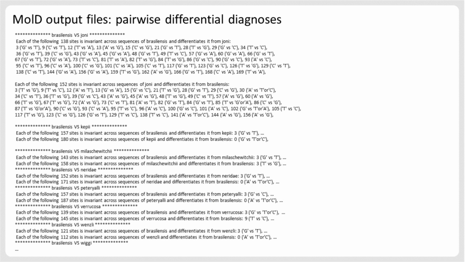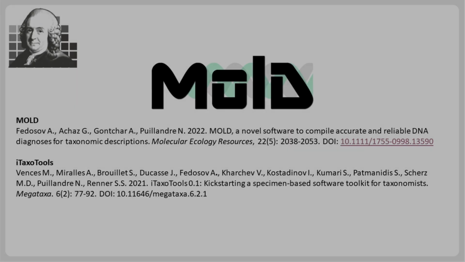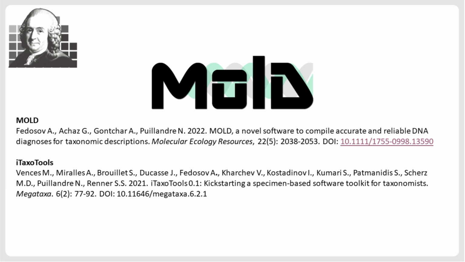The second diagnosis output file comprises simple two-way pairwise comparisons between taxa, which can be relevant for descriptive purposes. It is particularly useful in exceptional cases where no RDNC can be recovered. This file includes lists of all sites where one taxon differs from another, citing the specific DNA character states for each of these sites. For further interpretation of the results, refer to the original publications of MolD and consult the documentation and help files on the iTaxoTools website.